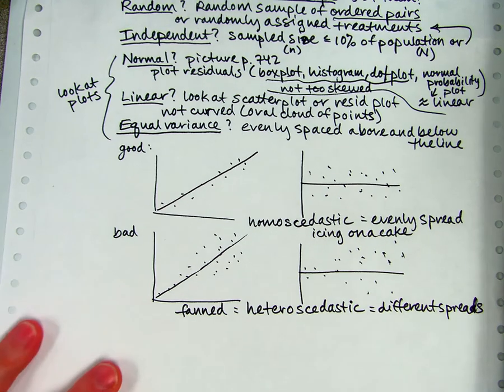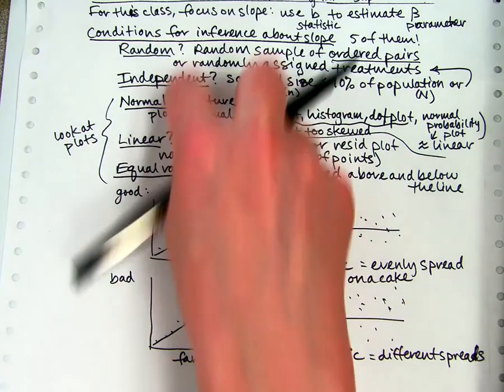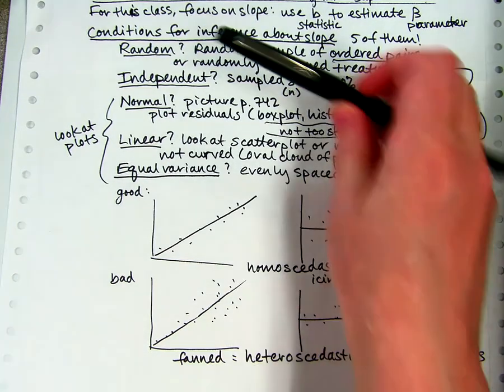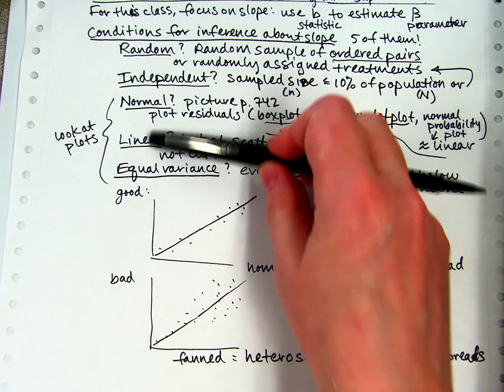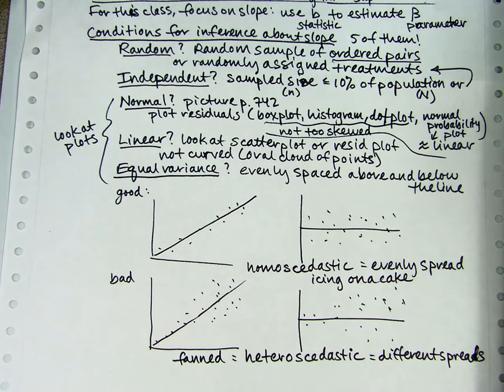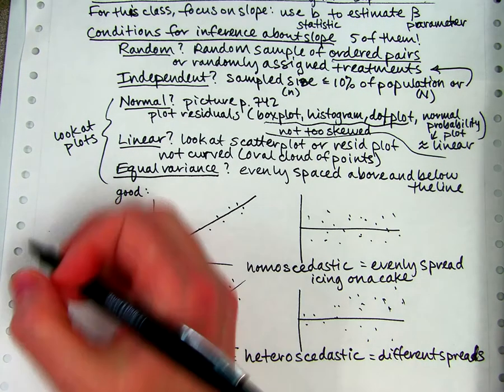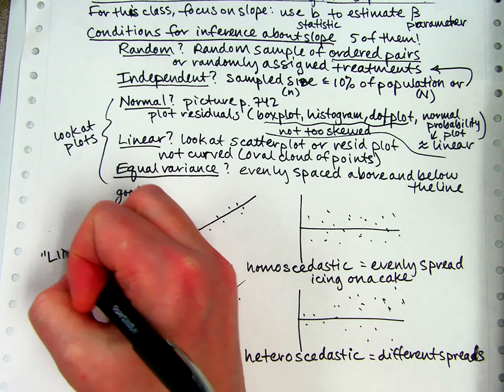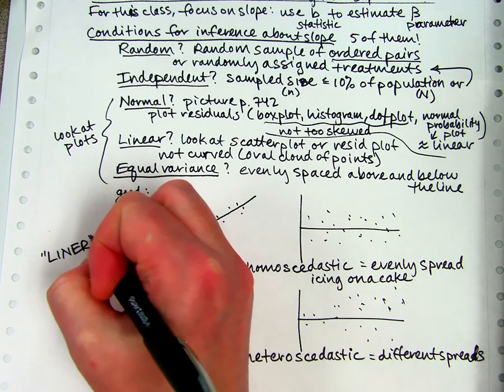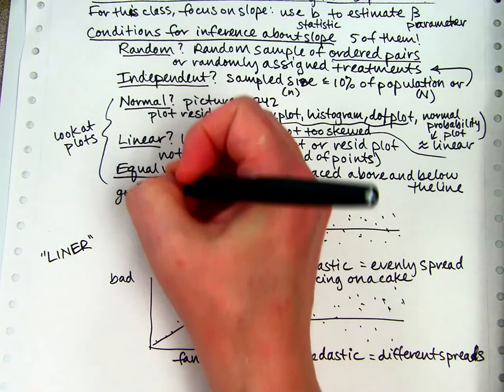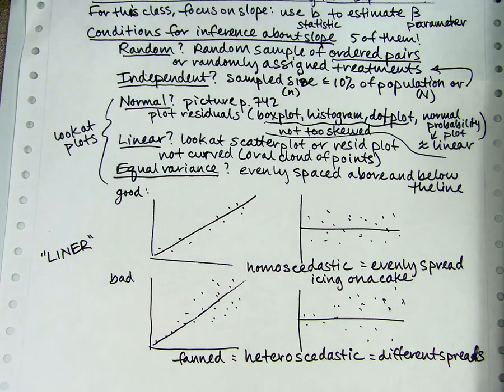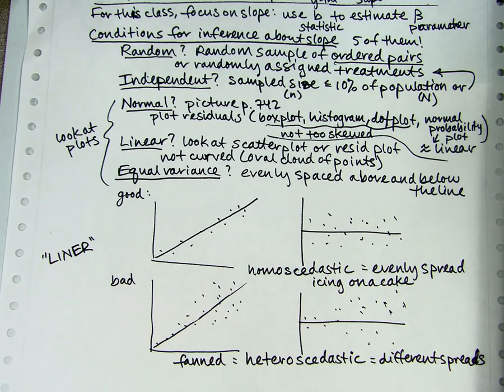The book doesn't put them in the same order. These 5 can go in any order you like. You can do random, normal, independent, and then tack on the other 2, which is what I usually do. Or you can do what the book does, which the book calls it LINER, so that you can remember all 5, L-I-N-E-R. I don't like doing it in that order because it really bothers me to put random last because that seems so important to me. You do it in whatever order you want as long as you get all 5.